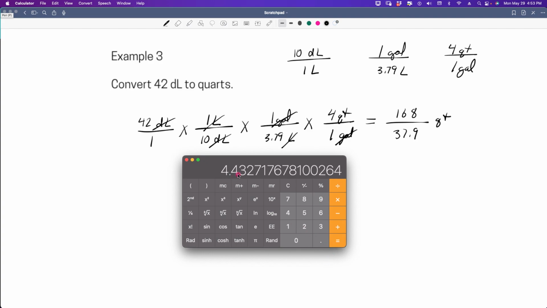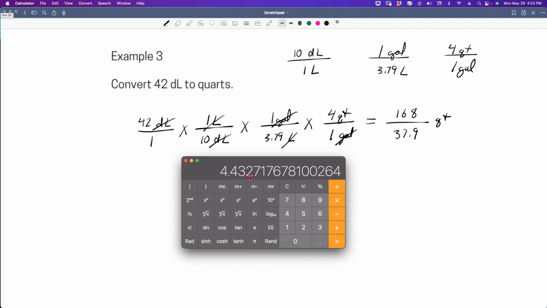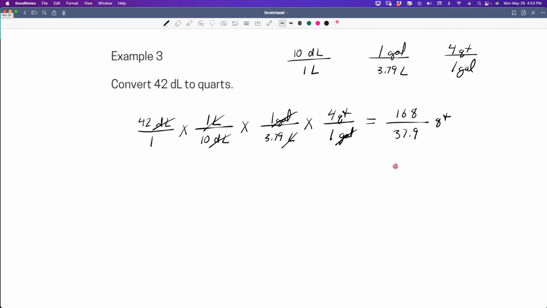And that's 4.4327. And because we're going to round to 2 decimal places, this 2 does not round up. We drop everything past the 3. So that is going to equal 4.43 quarts. So from that, I can understand that a quart is bigger than a deciliter because there's more deciliters than there are quarts. So that means that the quantity in a deciliter is smaller.